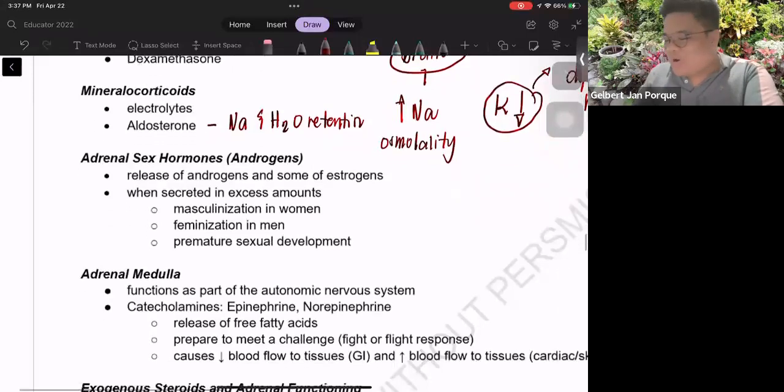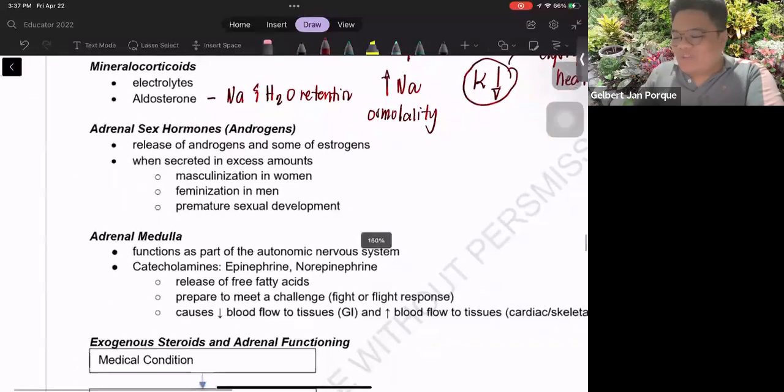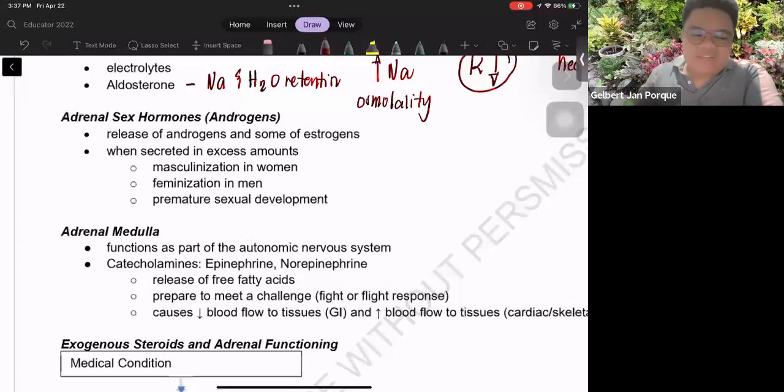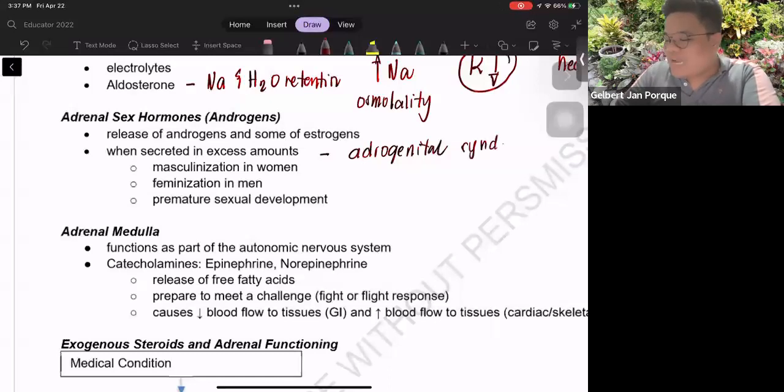Next, class, you have your sex hormones. So it's the release of androgens and then some of the estrogen, no? Plus even in males, take note, boys, we also have estrogen; just because you are male does not mean you have no estrogen. Now, when secreted in excess amounts, it would result in what you refer to as adrenogenital syndrome. Okay, it would result in what you refer to as your adrenogenital syndrome.